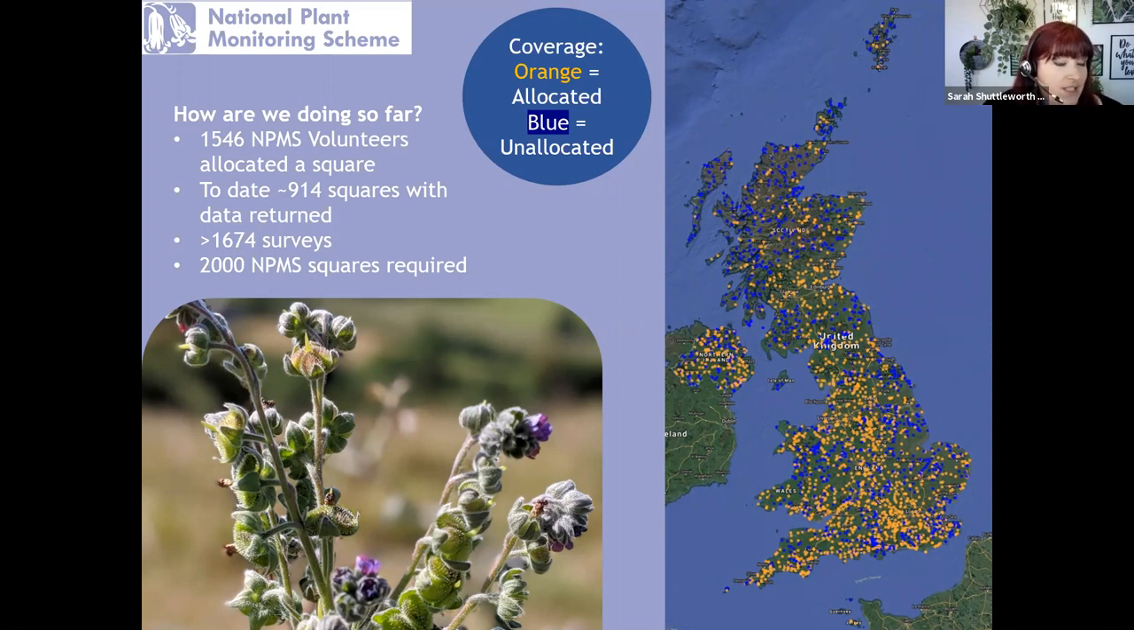As you can see, there are still lots of blue ones, but particularly in the more remote areas. However, we are working on ways to encourage a greater uptake of squares in these areas through working with organisations such as the Mountain Training Association, Cairngorms National Park, Snowdonia Society, Lake District and Peak District National Parks, for example.